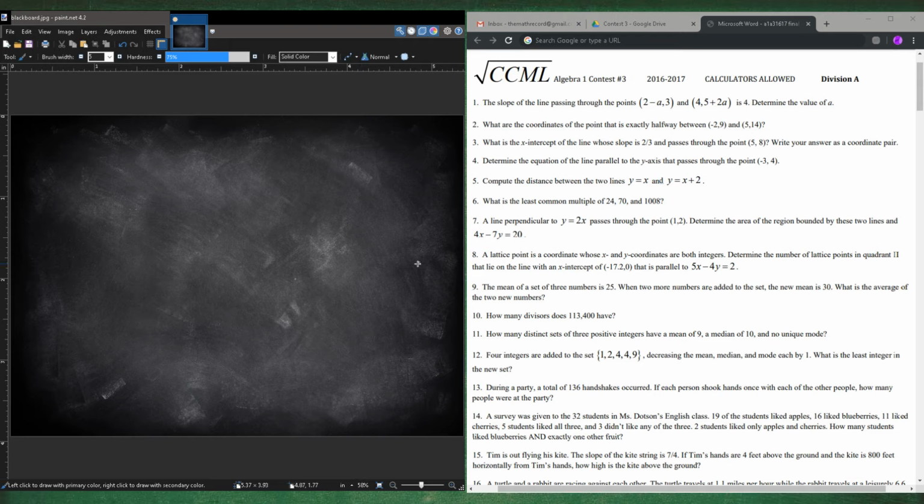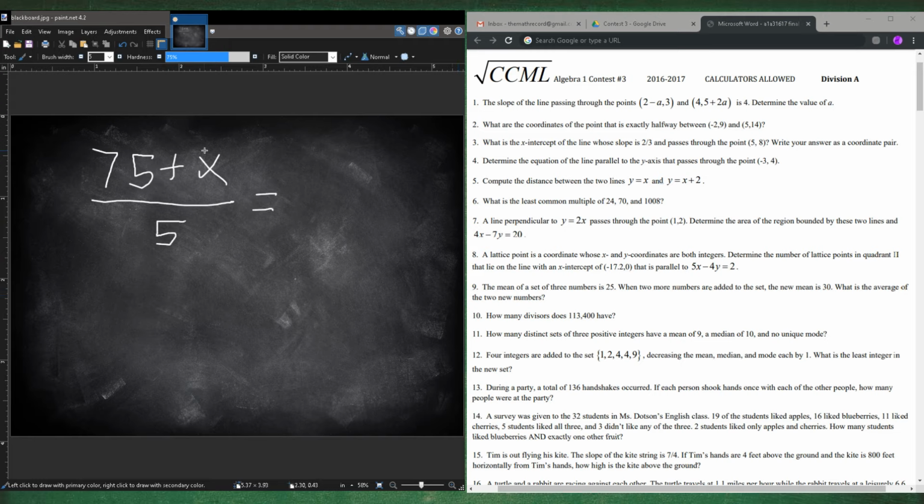So basically, the mean of the 3 numbers is 25, so the sum of the 3 numbers is 75, because the mean is the sum over the amount of numbers, and the amount of numbers is 3. So the sum over 3 is equal to 25, so the sum has to be 75. So the original sum is 75 plus the new sum, which we'll call x, divided by the amount of numbers now. We have 3 and 2 more numbers, so we have 5.